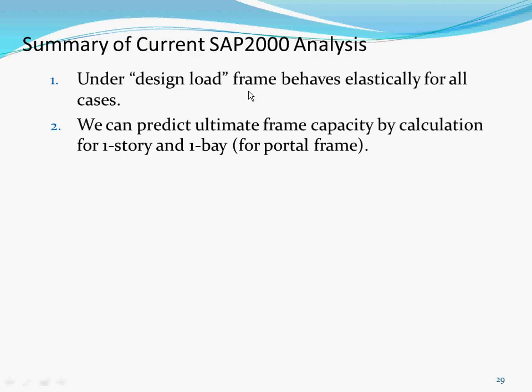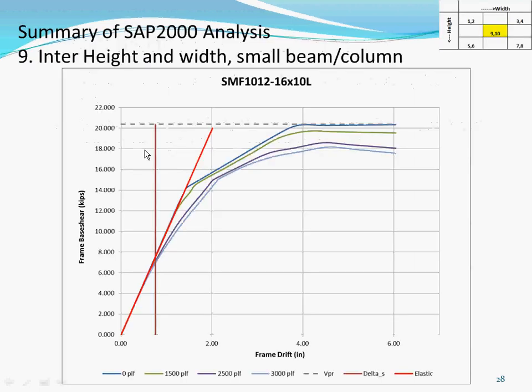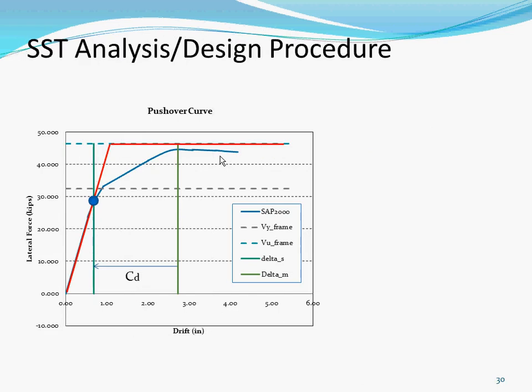So design the frame to behave elastic for all cases. Okay, a frame is elastic. You can predict the ultimate load by hand calculation, especially for one bay, one story. This number we can always calculate by hand, and it's just related to the Mp of the beam and the geometry. So that's very easy to do. So we know the upper limit on the frame capacity.